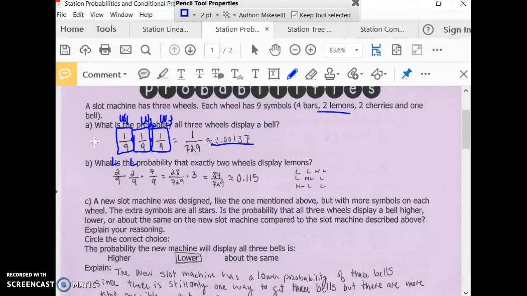Here's the thing. That can happen 3 ways. I can go lemon, lemon, not a lemon. Lemon, not a lemon, lemon. Or I can go not a lemon, lemon, lemon. So that's where I'm timesing by 3. So then 28 times 3 is 84 divided by that. 0.11. So I got a 10% chance of getting at least 2 lemons, which could be big money.